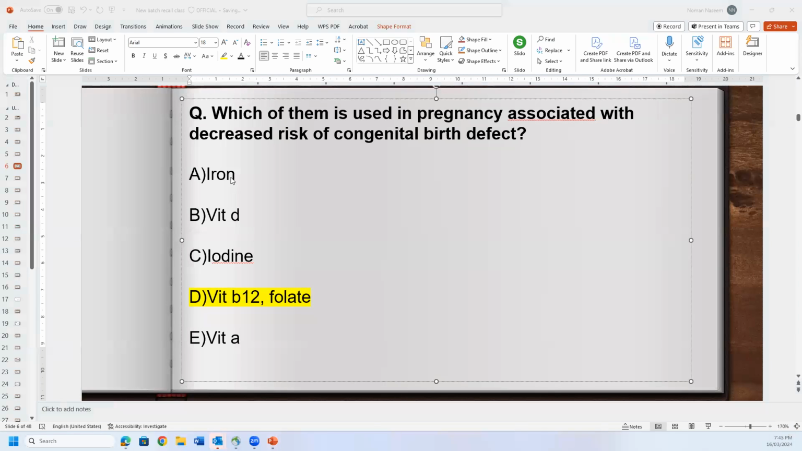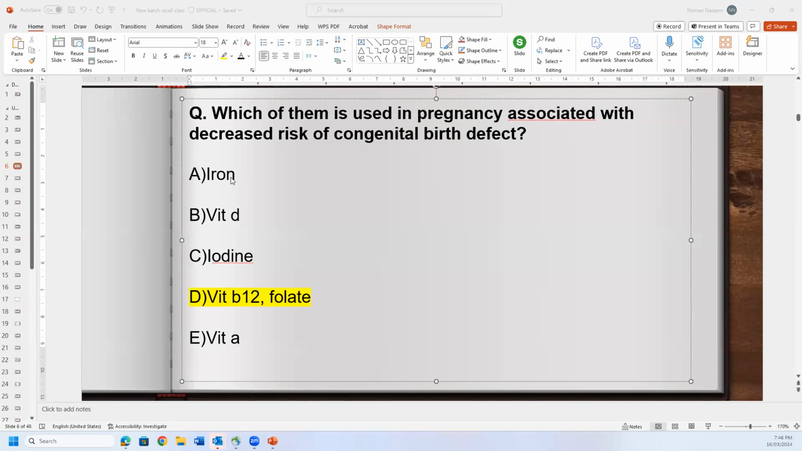Excellent. Iron can prevent anemia, but it is not associated with a congenital birth defect. Similarly, vitamin D is not associated with any congenital birth defect if there is a deficiency of it. Sure, the baby can have decreased level of vitamin D in the body leading to soft bones, but there can't be a congenital birth defect. Iodine doesn't cause congenital birth defect, but it does cause growth restriction.